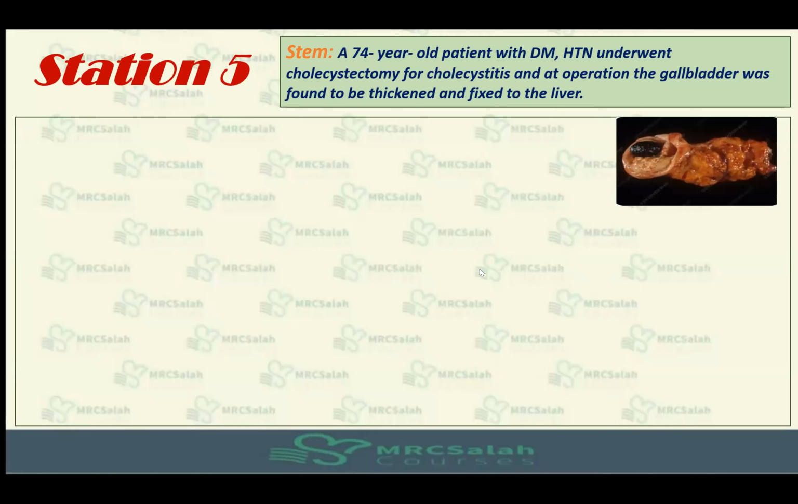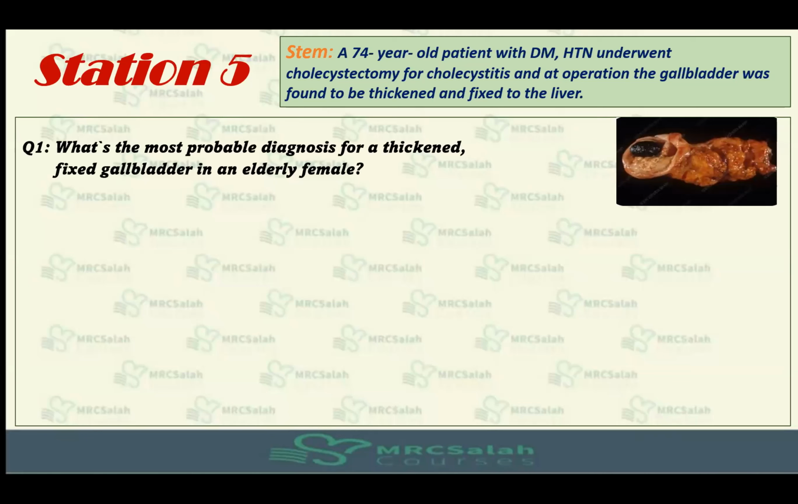First question: what's the most probable diagnosis for a thickened fixed gallbladder in this elderly female? It is carcinoma of gallbladder, most probably adenocarcinoma. Yes, it's most probably a malignancy. We don't know yet the type of malignancy itself. What is the main risk factor of this tumor in the UK?